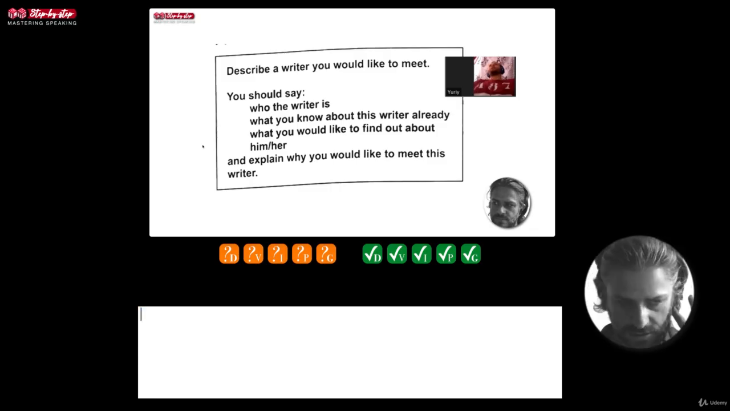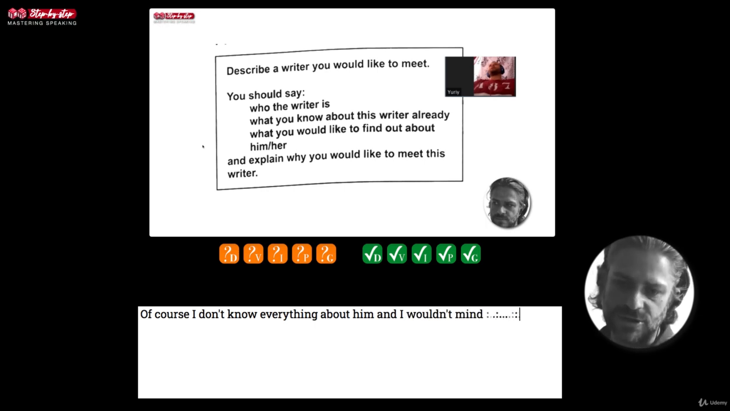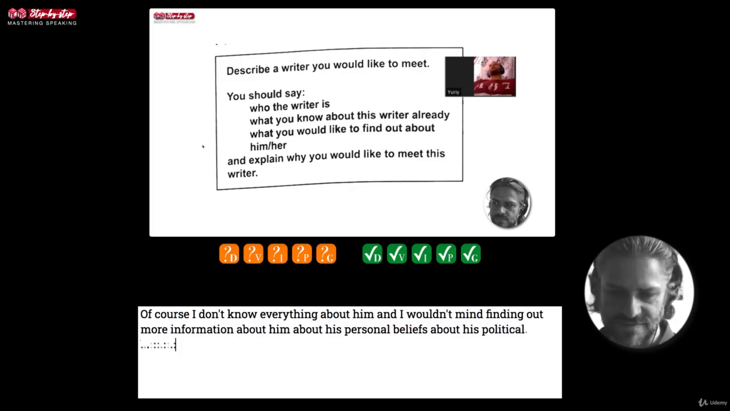Okay, so of course, I don't know everything about him, and I wouldn't mind finding out more information about him, about his personal beliefs, his political beliefs, his religious beliefs. I wouldn't mind finding out more information about. Okay, so this means I'm not going to go out of my way to find more information, but if I happen to come across a book or an article about him, I would read it because I find him interesting, and he was a part of my life when I was growing up.